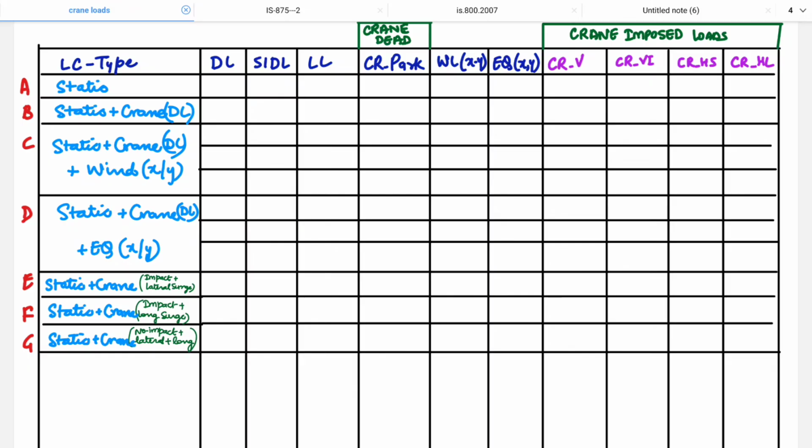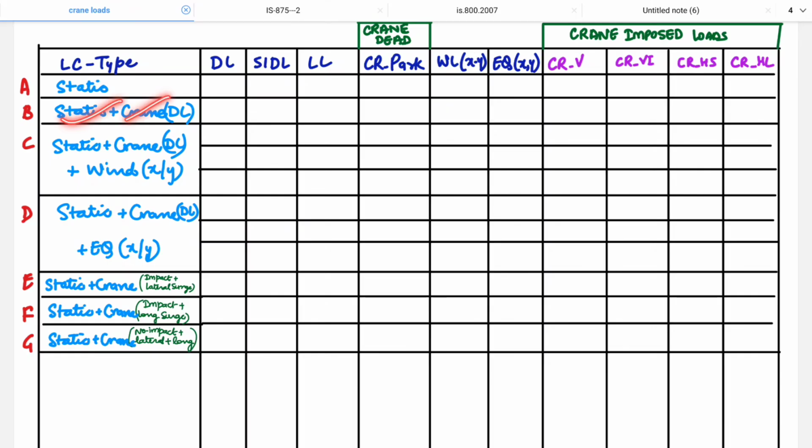Okay, and when it is empty, then we can combine the crane load with other lateral loads like wind loads or earthquake loads. So this is important to notice. Now let's start filling this table and see these things. Also we can have a look.